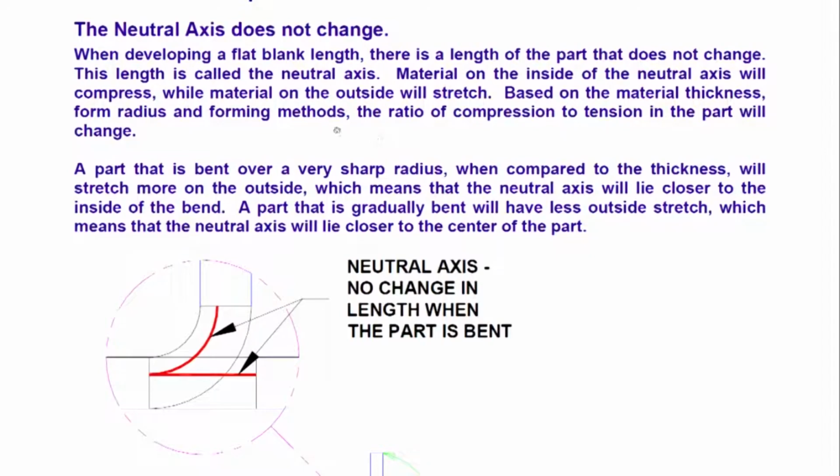Based on the material thickness from radius, form radius and method, the ratio of compression to tension in the part will change. So, it is not a simple thing, and then it is also a rate phenomenon. If it is done gradually, as in a hydraulic bending machine, and time is given for the material to accommodate, the bend will have less outside stretch, with the neutral axis closer to the center of the part, that is, nearer the geometrical center.